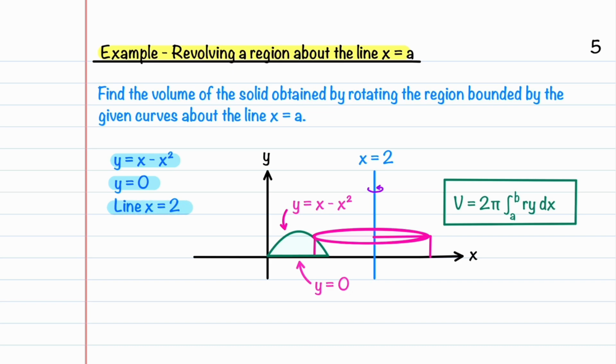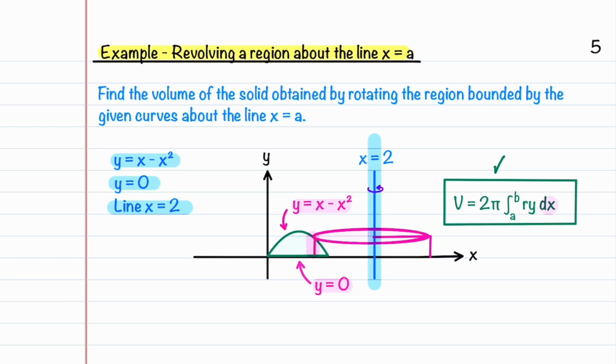The first thing that you want to do when solving this type of problem is to graph the curves. I've already done that just to make things easier. And I've also graphed the line that we're going to be rotating our region about. The formula that we're going to be using is the standard formula for using cylindrical shells for rotating a region about a line that is parallel to the y-axis. We're integrating with respect to x because the width of our cylindrical shell is equal to dx.